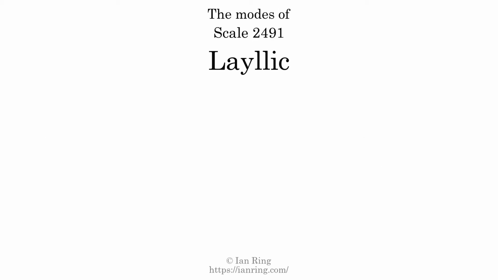This scale has 8 modes. The first mode is itself. The second mode is scale 3293, also known as Cyrillic. It sounds like this.